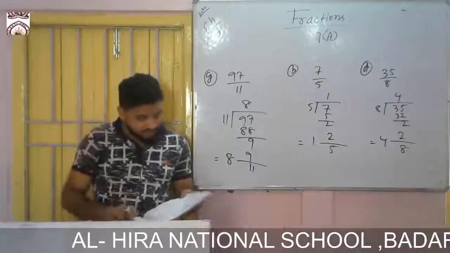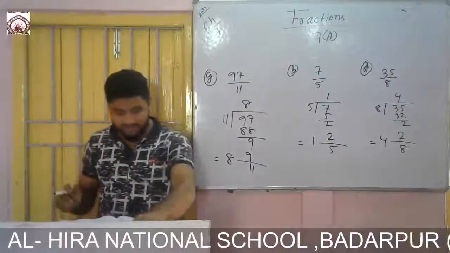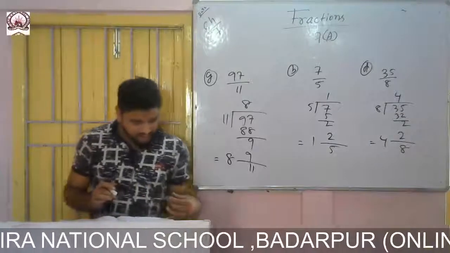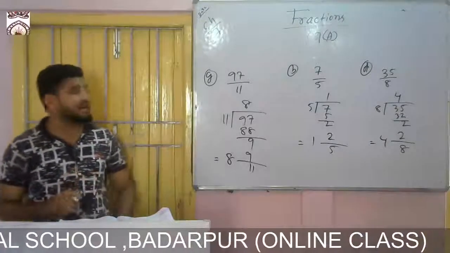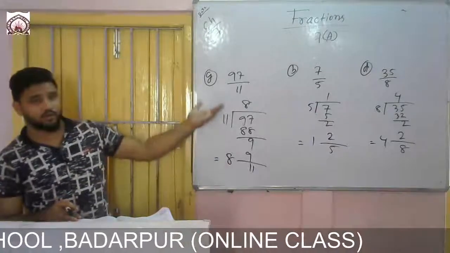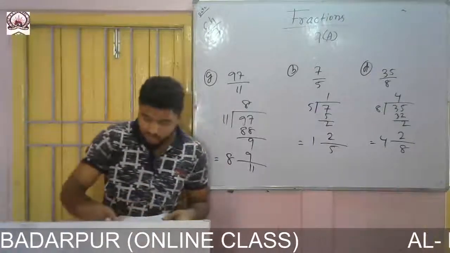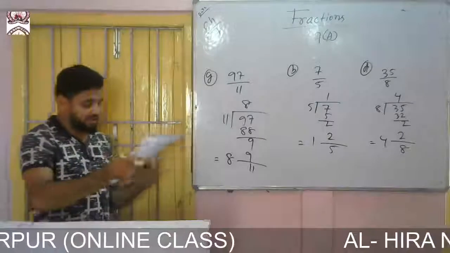Now come to question number 7. So question number 7, what is there? Change into improper fraction. The opposite of that one. Okay. So change into improper fraction. So see.